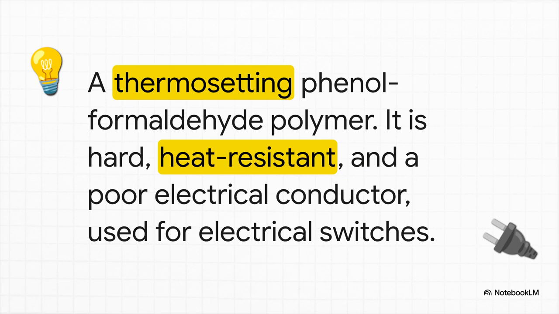Hey, remember those thermosetting polymers we talked about earlier? Well, Bakelite is the classic example. It's made from phenol and formaldehyde. Once you heat it and set it into a shape, it becomes permanently hard. Plus, it's heat-resistant and a bad conductor of electricity, which is exactly why it's used for things like electrical switches and the handles on pots and pans.